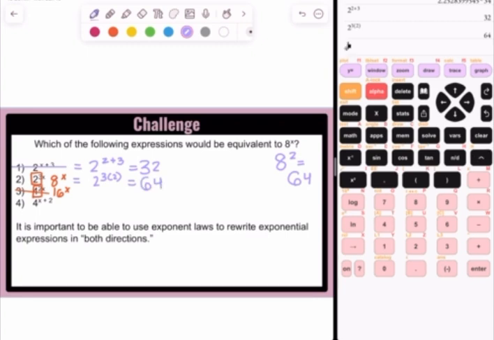Let me just retry the other, number 3. That equals 256, so no, that is not my answer. And let's look at the last one, 4 raised to the 2 plus 2. That's not my answer either. So my answer indeed is 2. So we want to make sure that we're able to use exponent laws to rewrite exponential expressions in both directions.